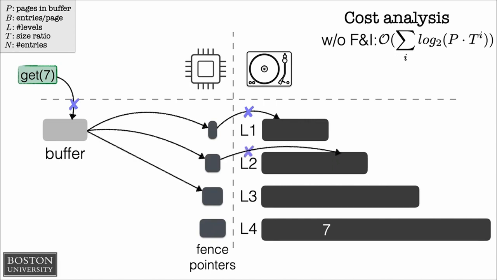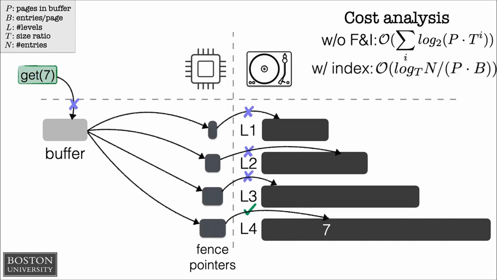So we'll do the same for every one of the levels, essentially doing only one IO per level, and eventually we will find 7 in the last level. Now the cost has reduced dramatically from a logarithmic search for every level to one search for every level, and the number of levels is also given as a logarithm of the total data with base T, which for short we will say L in the remaining of the talk.